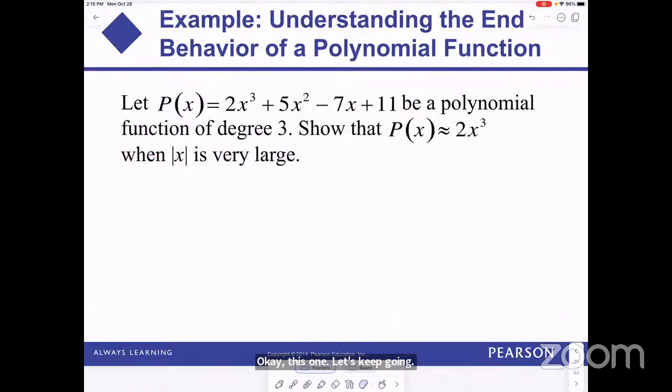All right, so given this polynomial function of degree 3, we're asked to show that this polynomial is approximately equal to 2x cubed when the absolute value of x is very large. Okay.